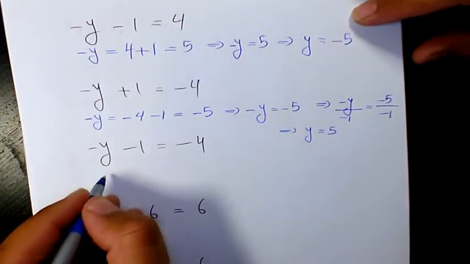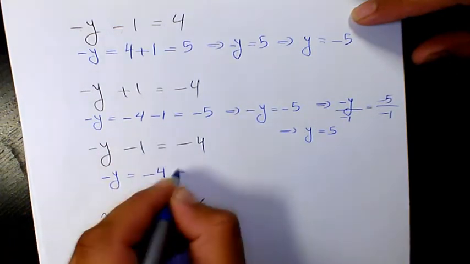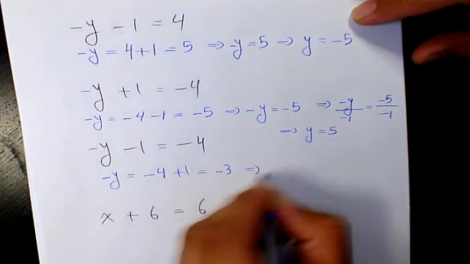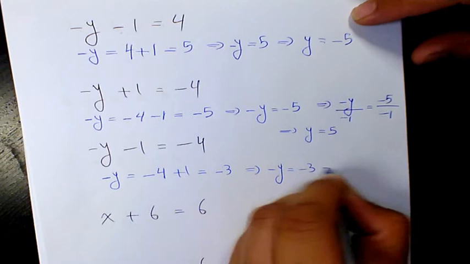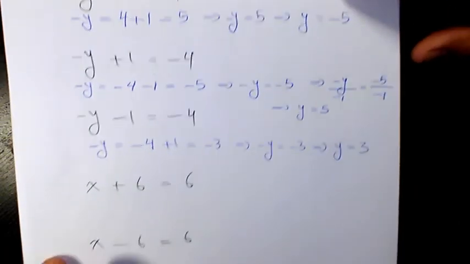Next one. Negative y equals negative 4 plus 1. Negative 4 plus 1 is going to be negative 3. So negative y equals negative 3. So y will be equal to positive 3.